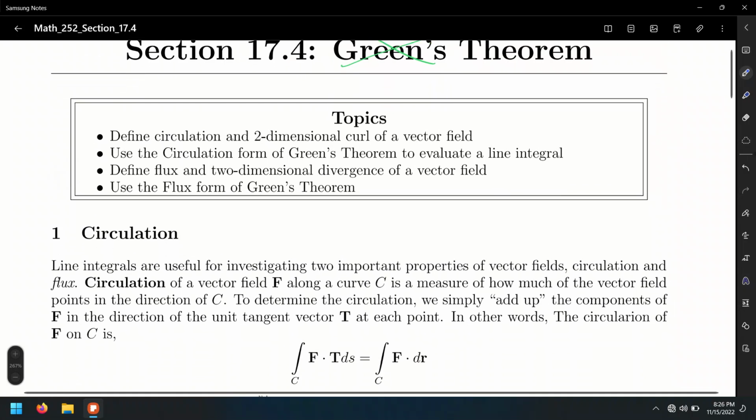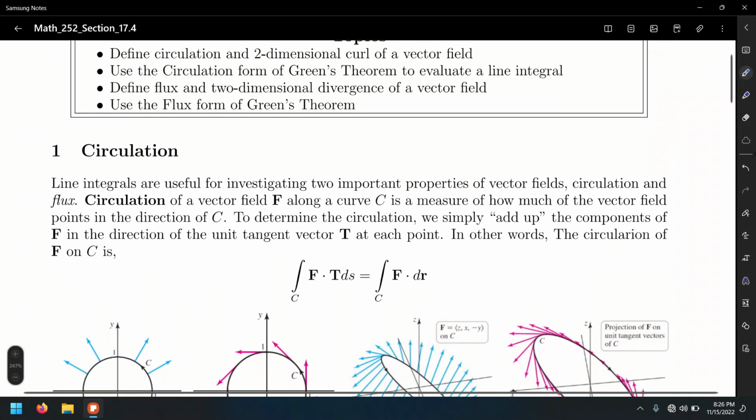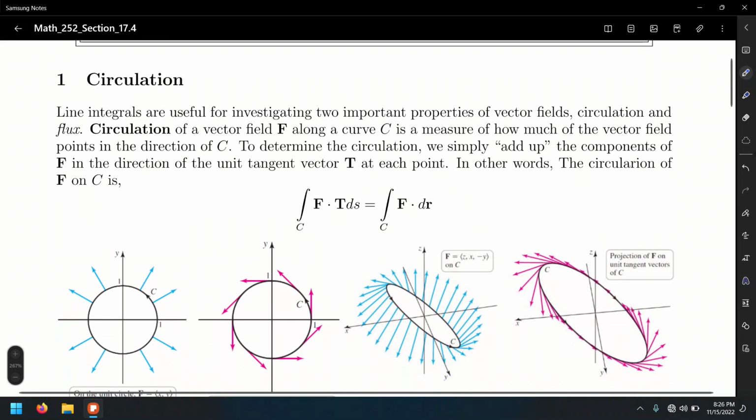Well, so Green's theorem, it's a line integral in which circulation and flow, because there's actually two versions of Green's theorem. One involves circulation, and the other one involves flux. All right. Well, so let's see.